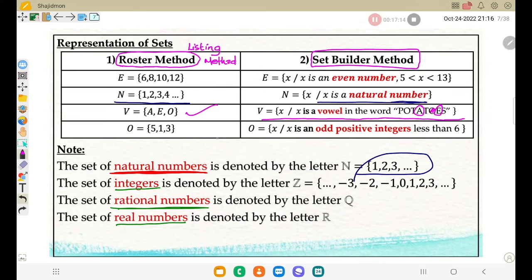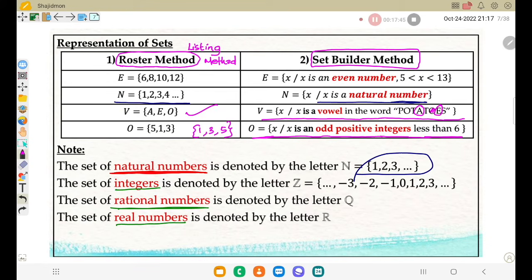Now the last example, O equals set of all x such that x is an odd positive integer, less than 6. Odd number, positive number, less than 6. Below 6, what are the odd numbers? Only positive numbers, correct? So what are the odd numbers less than 6? 1, 3 and 5, correct? You can write like this, 1, 3 and 5.